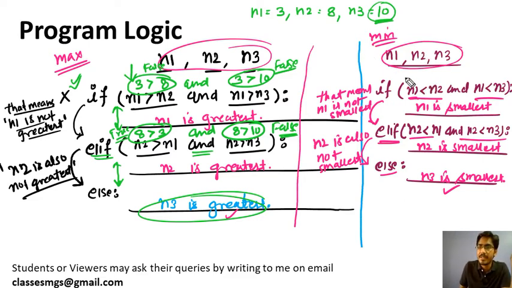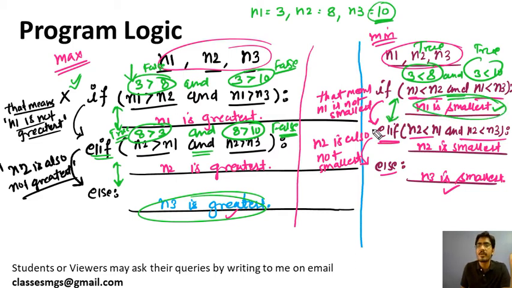Now n1 is having 3. 3 is less than n2, what is n2? 8, and 3 is less than n3, what is n3? 10. This is also true, both are true, then the AND condition will return true, and whatever is written in this if statement will execute and will say n1 is the smallest number. We see n1 is 3, 3 is the smallest number. That's how it is working.